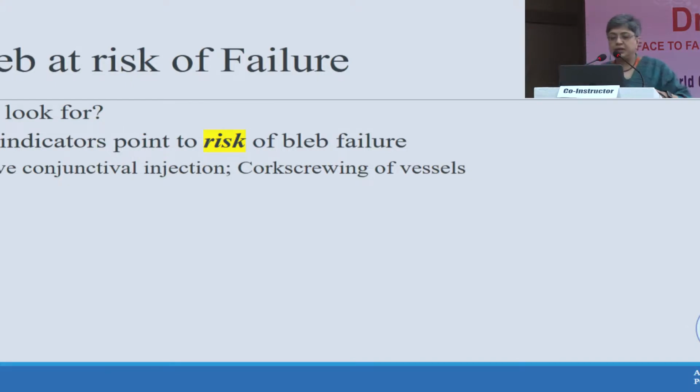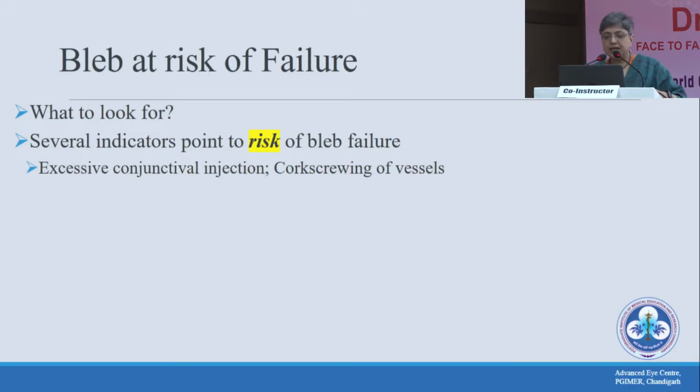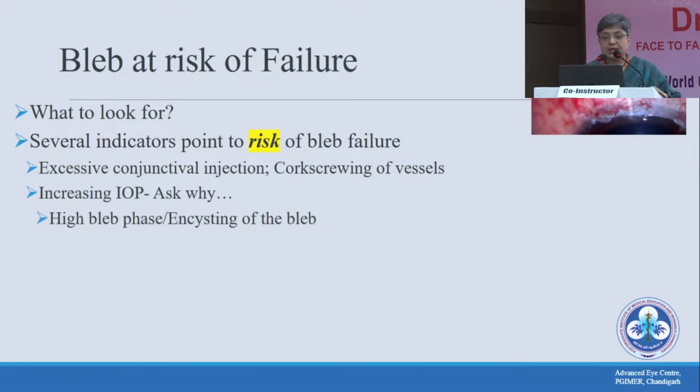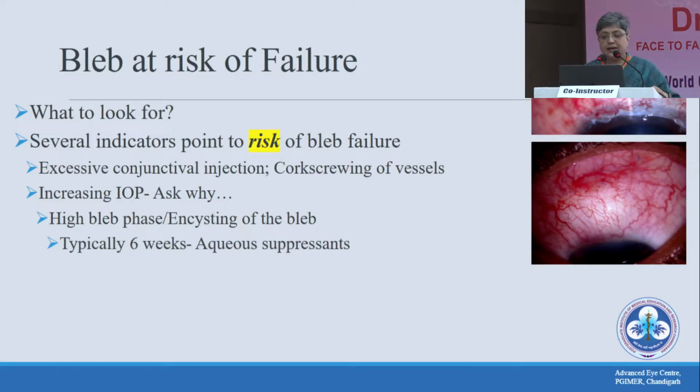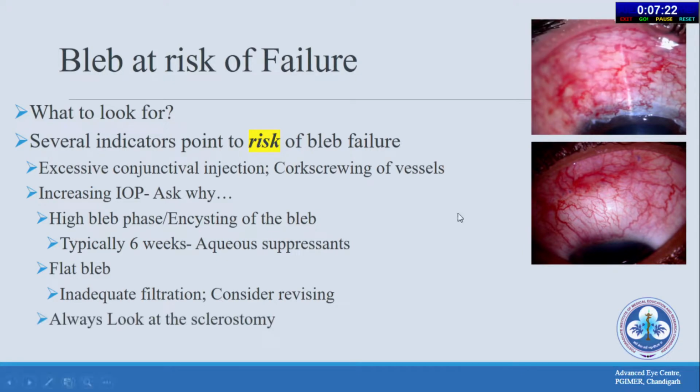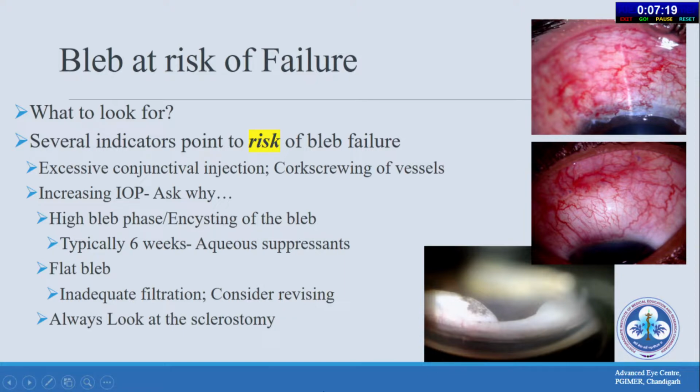Right, so there are some indicators that point to a risk: excessive conjunctival injection like this, or if there's corkscrewing of vessels. If there's increasing IOP, you should be asking why the pressure is increasing. And typically you could see a high bleb phase, which is insisting of the bleb at about 6 weeks of time, and what they need is aqueous suppressant actually. You could have a flat bleb with inadequate filtration. You need to consider revising, but before anything, always do a gonioscopy and look at your sclerostomy, because no matter what you do, if your sclerostomy is going to be blocked, then doing something in the subtenons or subscleral space is not going to work.